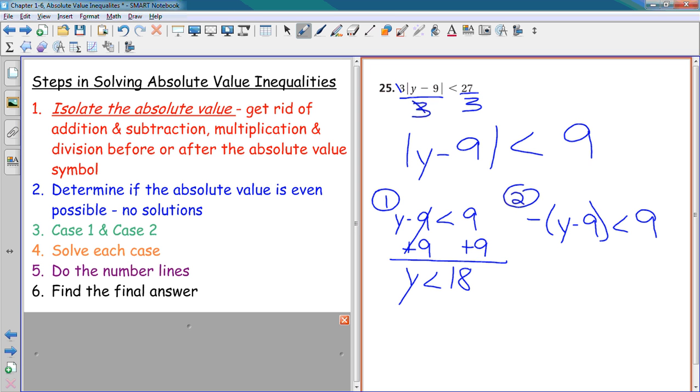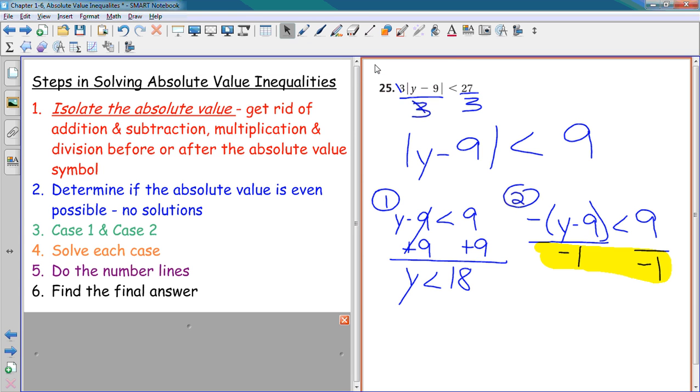Now, for the second case, you can do one of two things. You can either distribute the negative like we did in the absolute value equations, or you can divide both sides by negative 1. I'm going to go ahead and do that, and I'm going to ask you, what do you have to remember when you divide by a negative? What must you do to your inequality symbol?